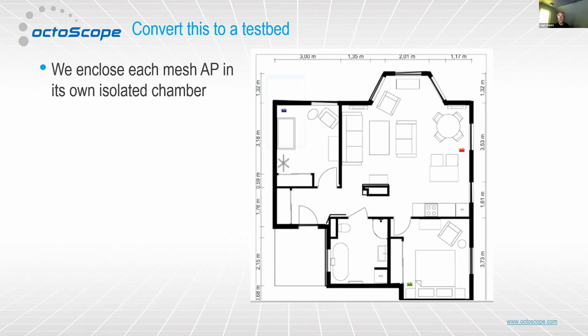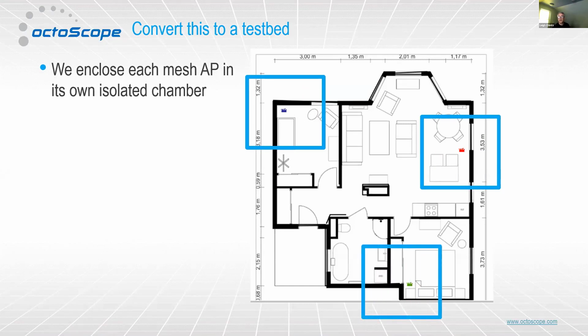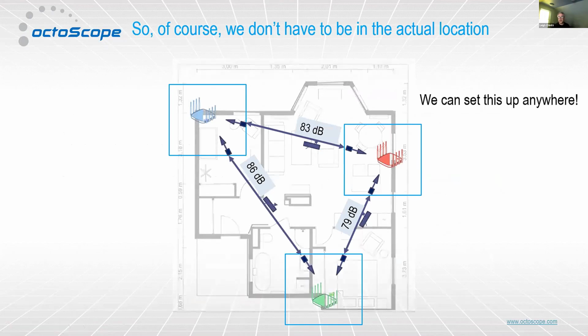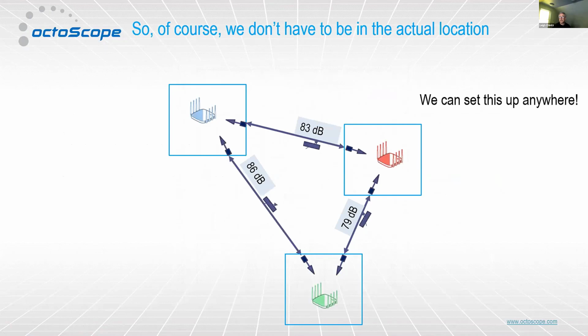Well, we can now convert this to a test bed, right? When we convert this to a test bed, we actually take each one of those mesh APs and enclose it in its own isolated chamber. We connect those chambers using RF cables and antennas. And then we add attenuators onto each of those links so that we can program the total path loss between those devices in the chambers to be whatever we want it to be. So we can set it so that we have 83, 79, and 86 dB between these devices. And so, of course, once we do that, we don't even have to be in the location, right? The location now doesn't matter. We can set this up anywhere in one of our test beds.